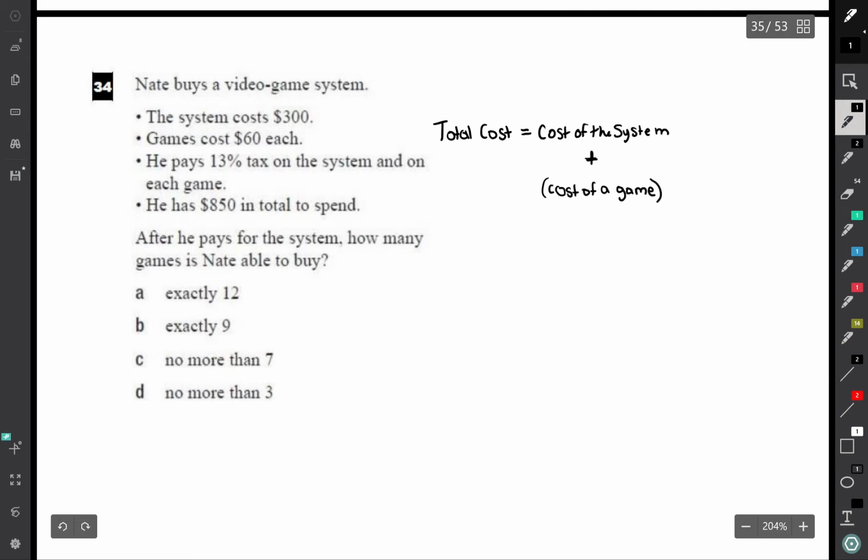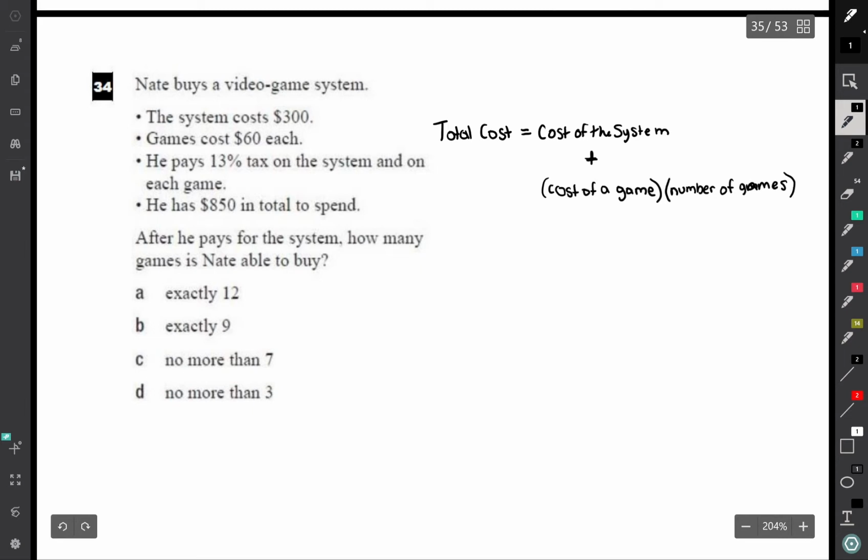But maybe we're not just going to buy one game. Maybe we're going to buy 2 games. Maybe we're going to buy 3 games. We don't know how many games we're going to buy. But however many we buy, we have to pay the cost of a game. So, cost of a game times the number of games we buy.